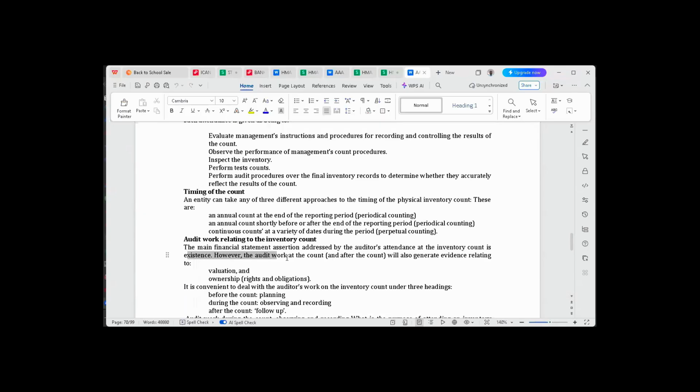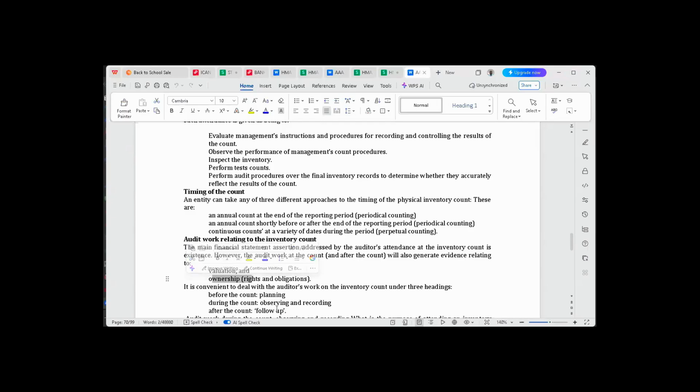Now, the main financial statement assertion addressed by the auditor's attendance of the inventory count is existence. I've said that, okay? However, the audit work at the count, either before or after the count, will also generate evidence relating to the valuation. You're able to know at the end of the stock count, after you have counted the quantity, you're able to value them. Okay, you value what you have as your inventory. You need to also understand who is the owner of the stock. Does the stock belong to you or are they kept in your warehouse by another party?